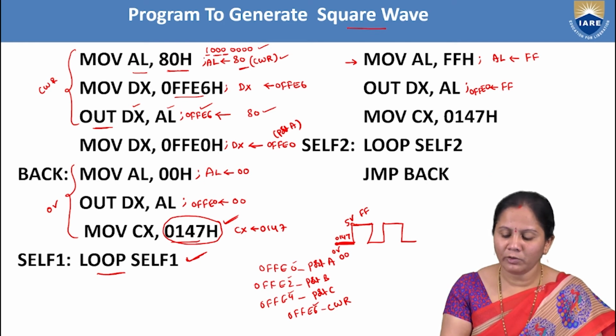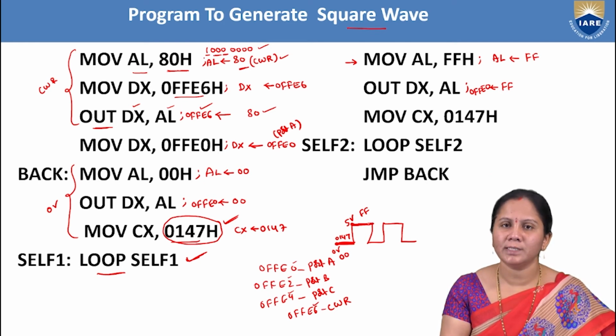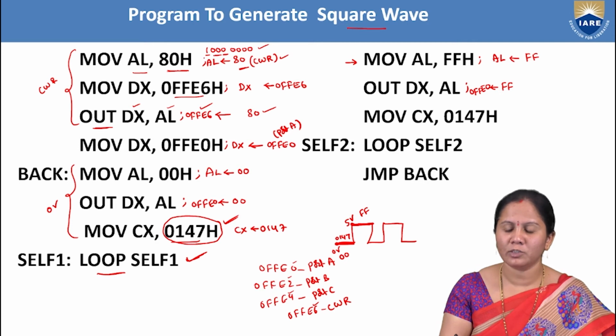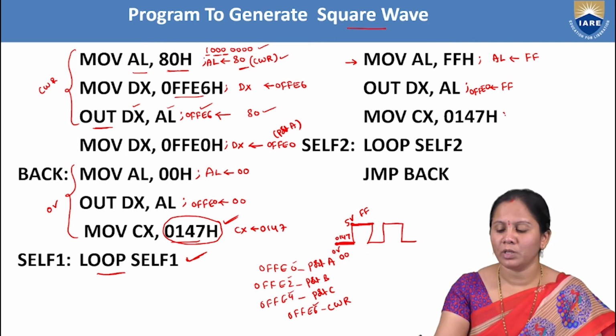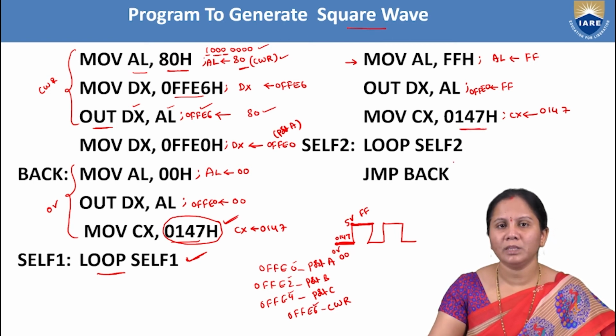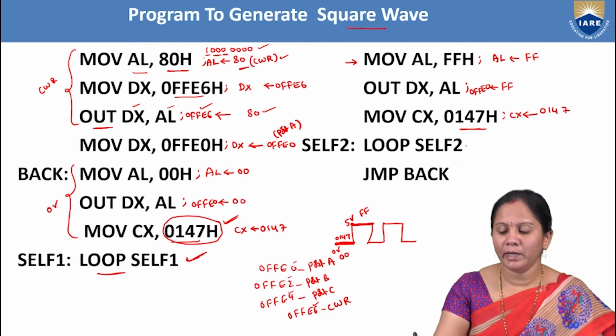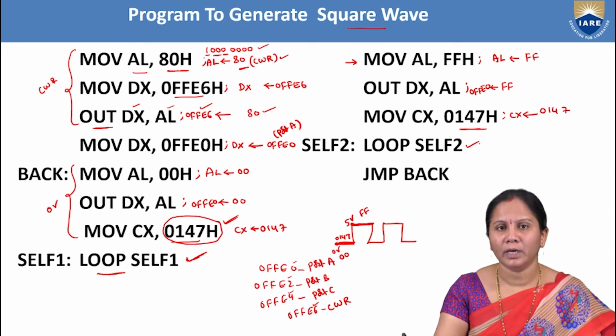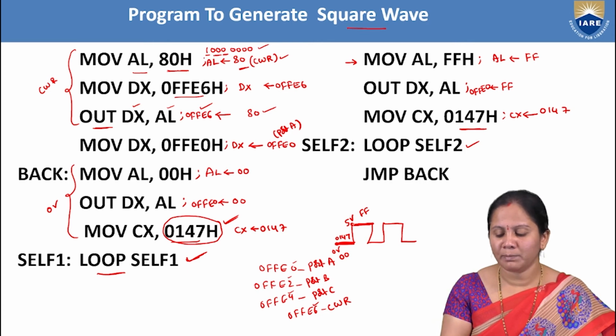And the maximum value FF has to be continued with the same delay that it executed for 0 volts. So that is 0147. The counter value will be loaded with the 0147 delay. Until the delay is completed, in order to make the control stay in the same line, we are writing the self loop below that. So up to completion of this delay, it will be in the same line.